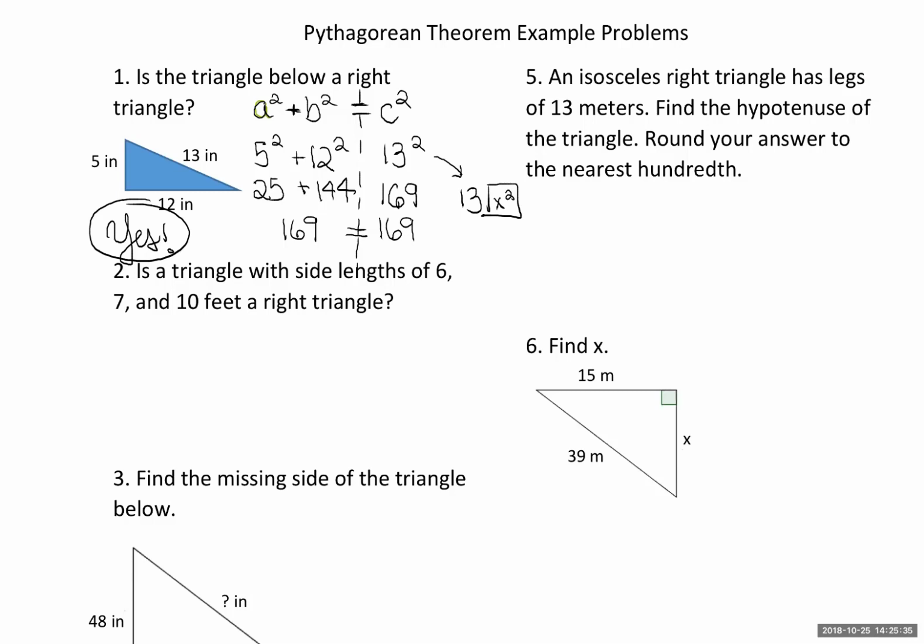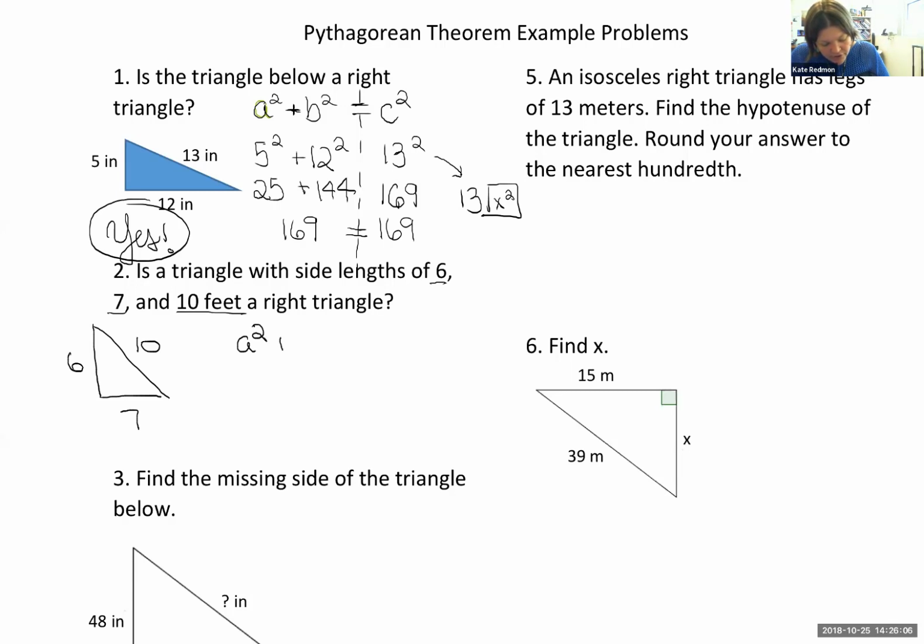Okay. So let's look at one more example like that, see if that helps. Number 2 says, is a triangle with side lengths of 6, 7, and 10 feet a right triangle? So once again, I know that I have these measurements of 6, 7, and 10, but I'm not guaranteed that this is a right triangle. Maybe, might not be, no way of telling unless I see if they satisfy the Pythagorean theorem. So I'm going to start with that relationship, a squared plus b squared equals c squared.